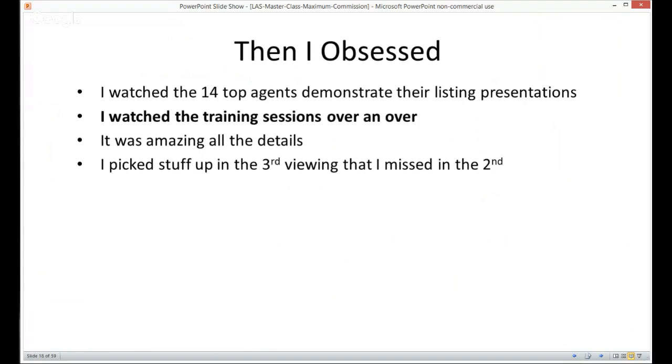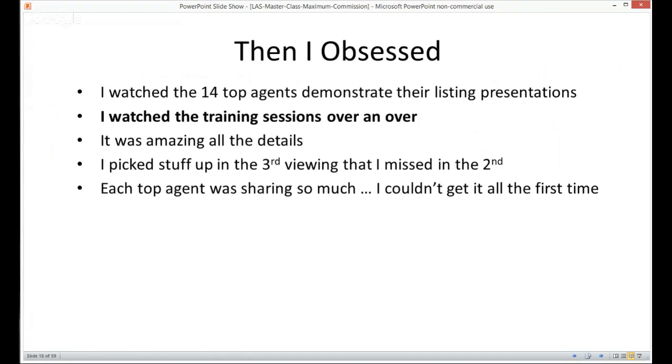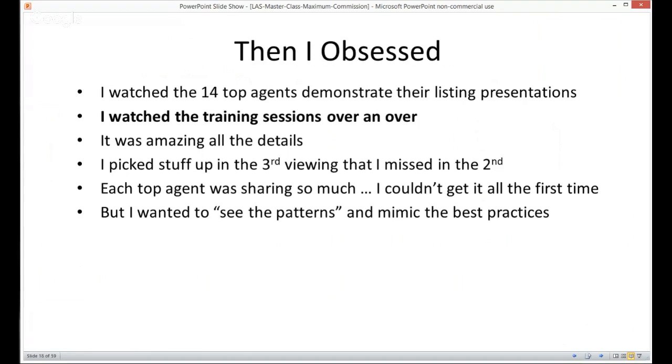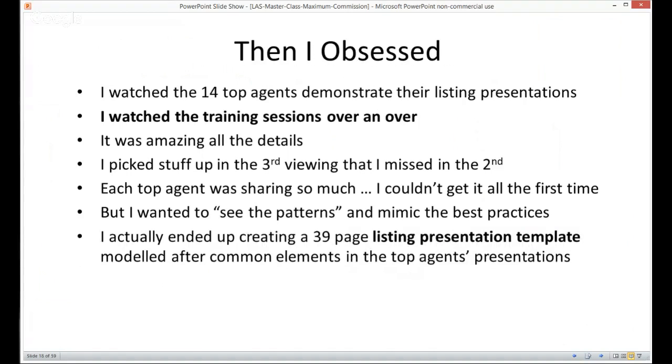So I picked up stuff on the third viewing that I missed on the second, and on the second, I missed on the first, etc. You know, each agent was sharing so much, I just couldn't get it all. But I wanted to see the patterns, so I kept focusing, and I wanted to mimic their best practices so I could tell you what they were doing. Actually, I'm real excited about this. I ended up creating a 39-page listing presentation template that's modeled after these common elements that came popping out of these top agent presentations.